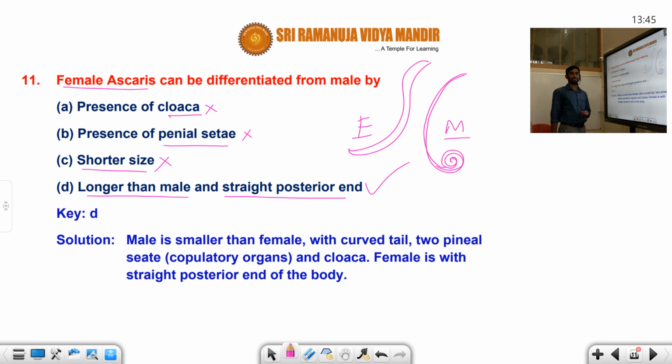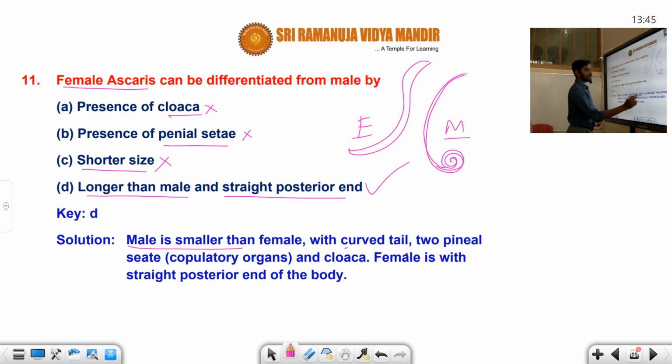So you can see the male is smaller than the female with a curved tail. You can see the curved tail here, and the two penial setae, and the copulatory organ and cloaca are present. The female has a straight posterior end of the body. So student, the 11th one, the correct option is D. I hope you understand this one.